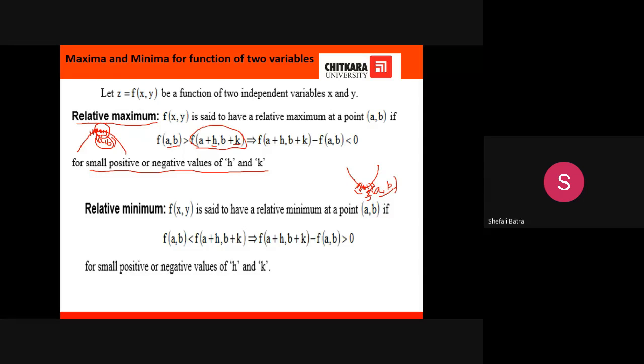So for this definition, what we are saying is, in the neighborhood, value must be greater than this. So value of function in the neighborhood must be greater than this for positive and negative h and k. Then function is said to be minimum at this point. Is it clear? Is it clear, beta? Yes, ma'am. Okay.